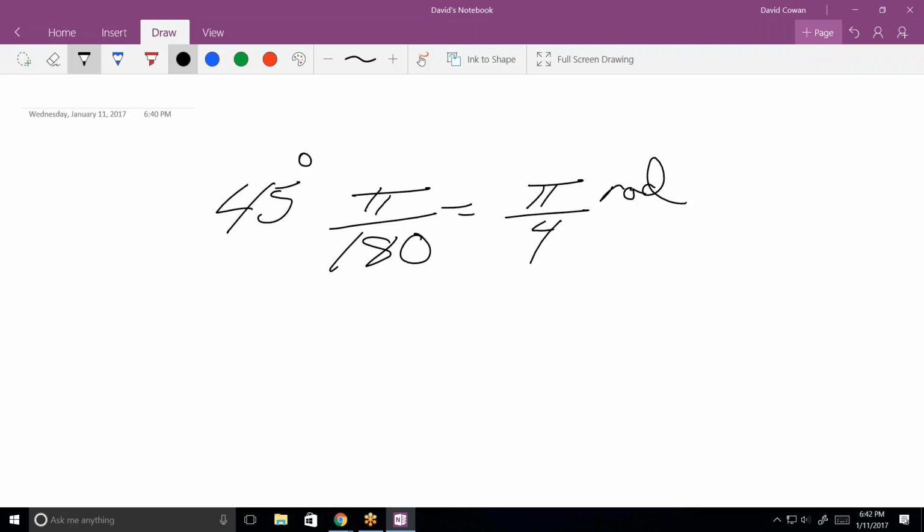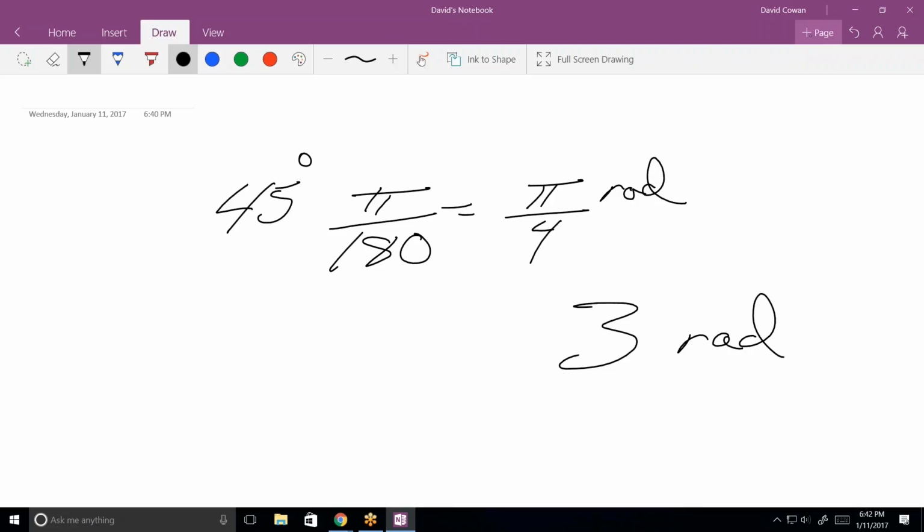Up until then, you'll be dealing in both. In other words, for the first half of trig, you'll deal in degrees and sometimes in radians. And radians will almost always have a pi. Not always. You can have 3 radians. That's an angle. So it doesn't have to have pi in it, but it generally does.